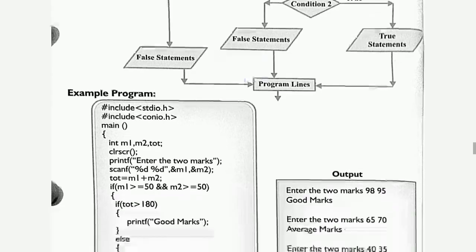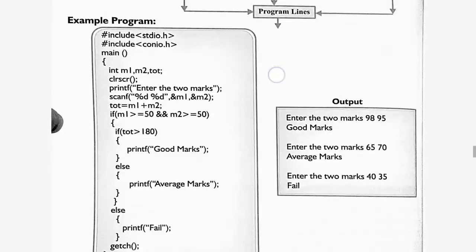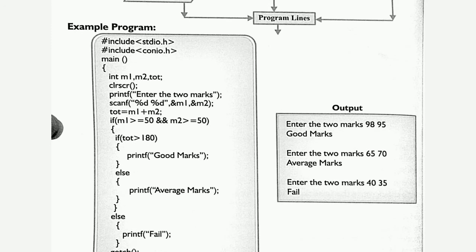The first condition that is executed here is if mark 1 is greater than or equal to 50 and mark 2 is greater than or equal to 50. First of all, two marks are received from the user, m1 and m2. So m1 must be greater than or equal to 50, and m2 must be greater than or equal to 50. If it is below 50, then this condition will become false.